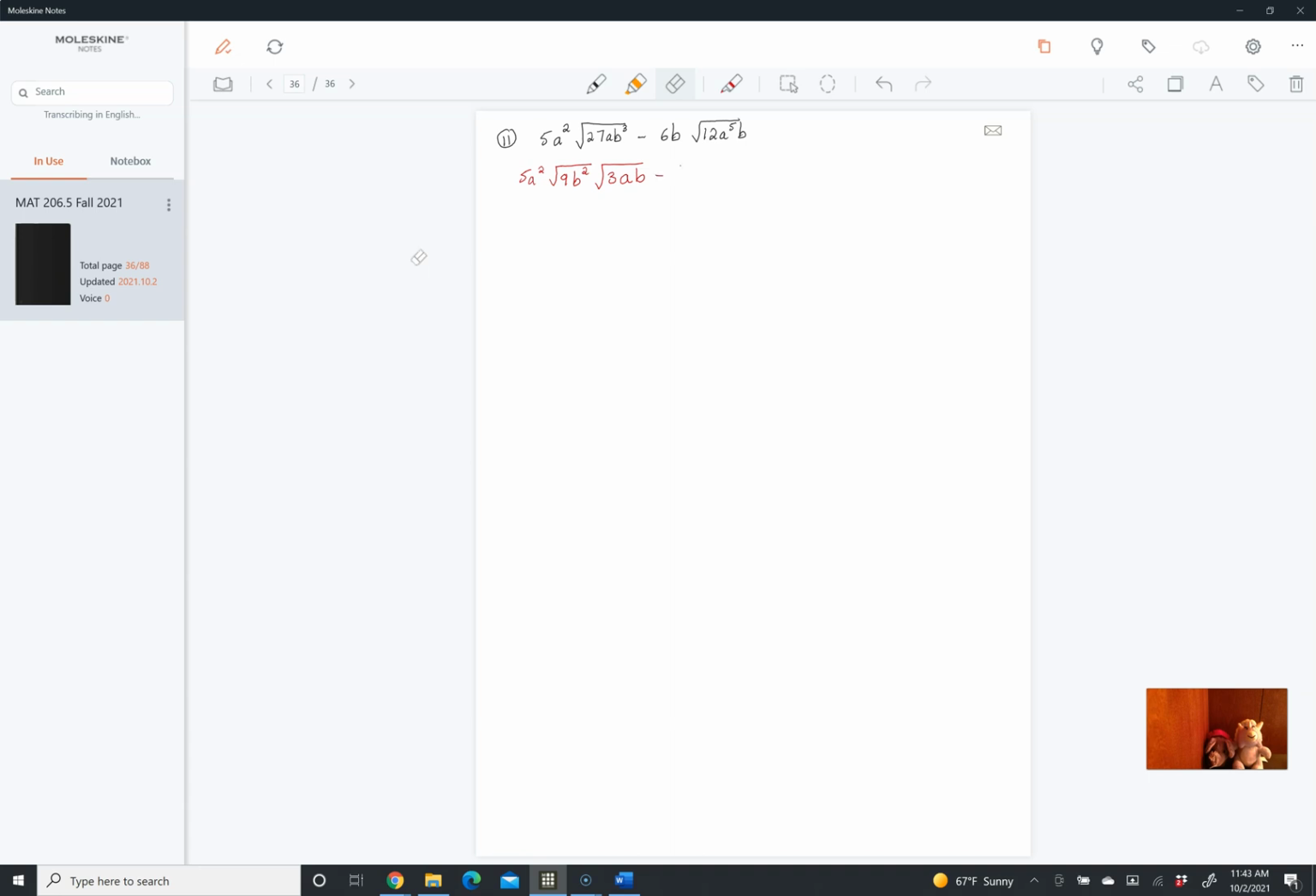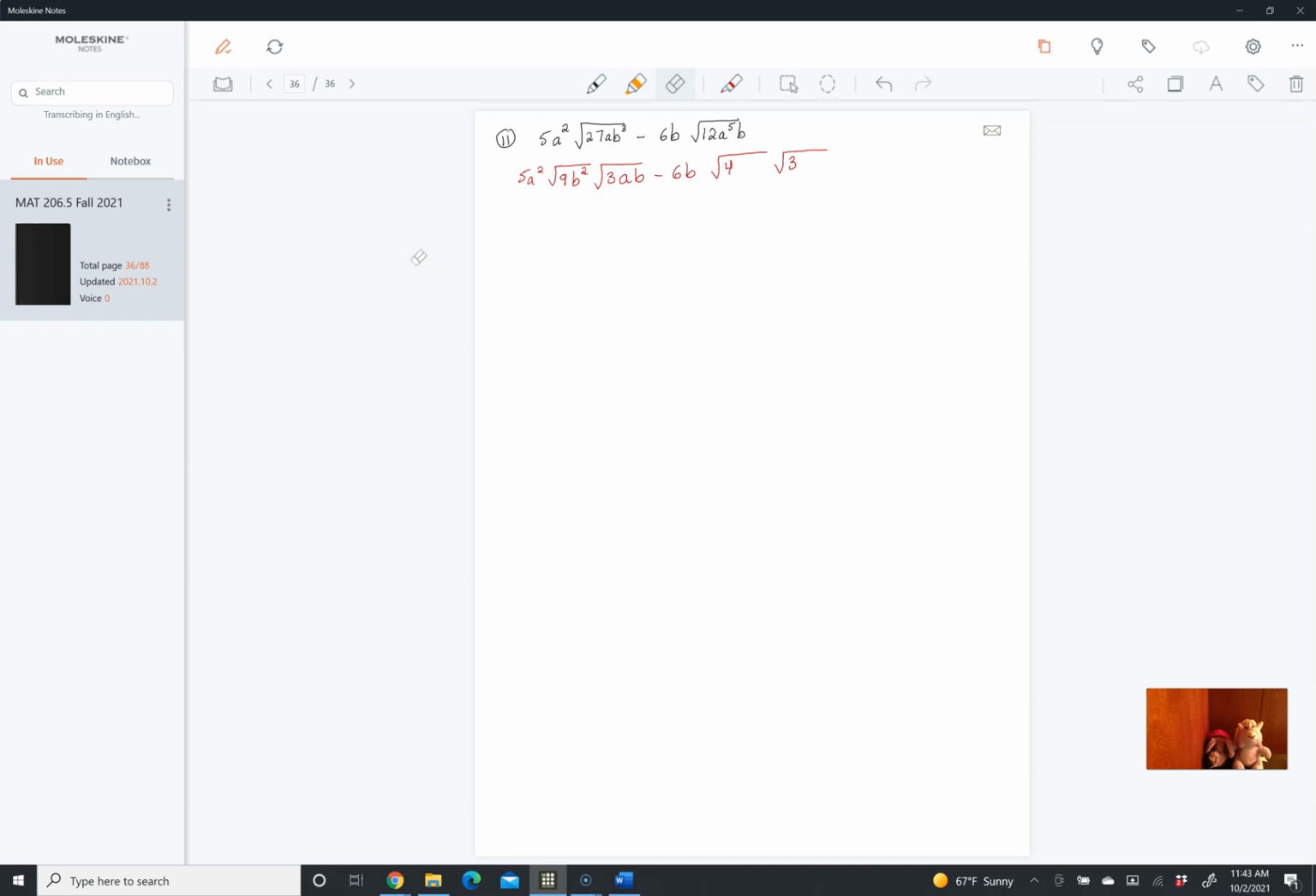Now we're going to go to the 6b side. So minus 6b, and then we're going to have our perfect squares versus what's left over. 12 does have a factor that's a perfect square. Its factor is 4. 4 times 3 is 12. So notice for the constants, we're talking about multiplication.